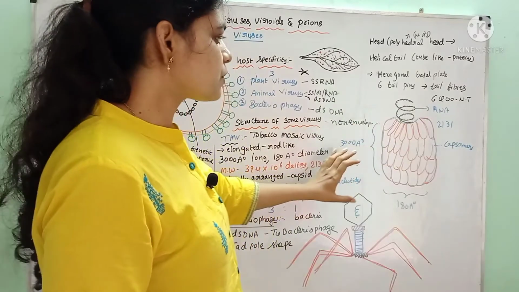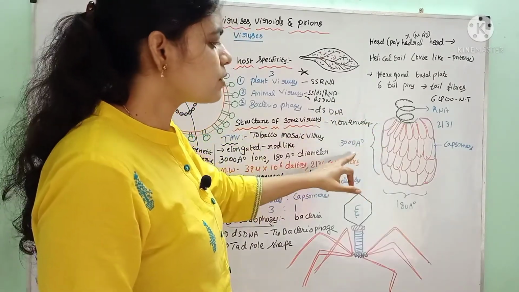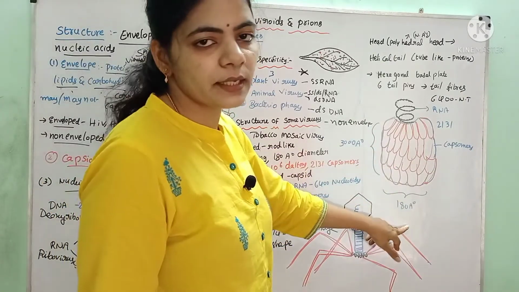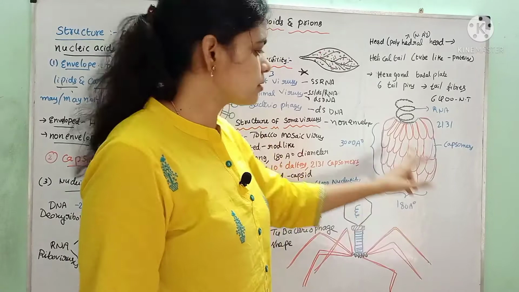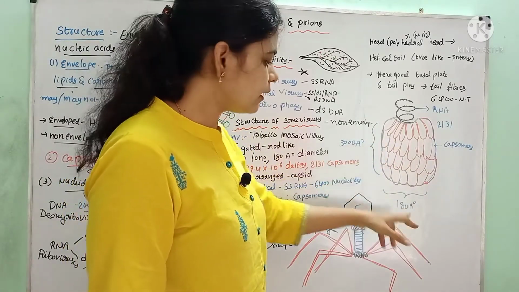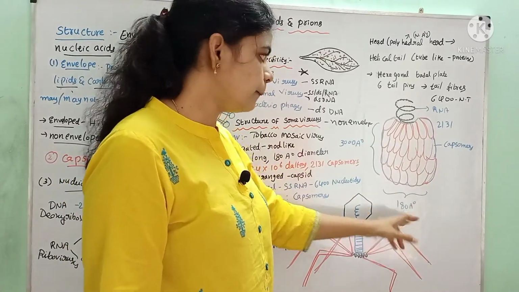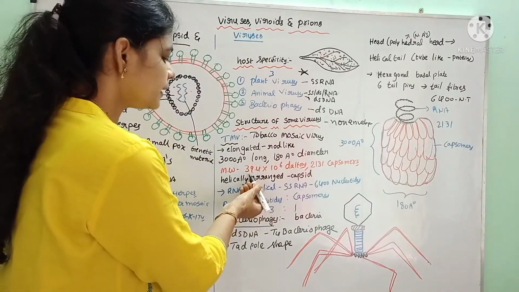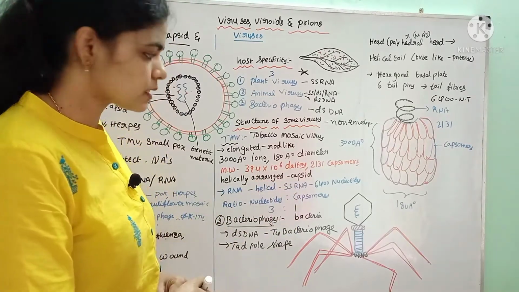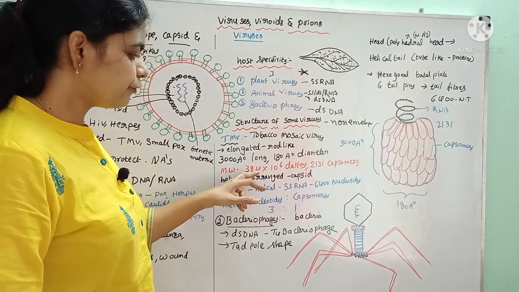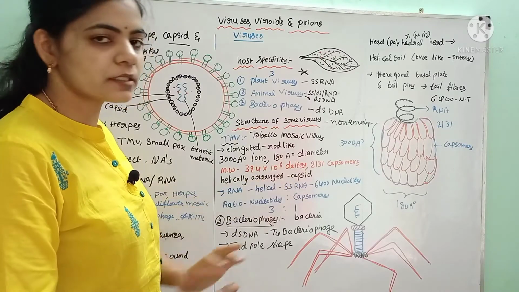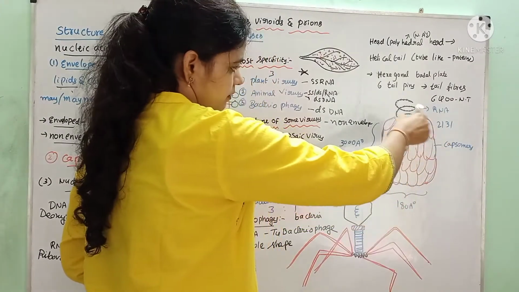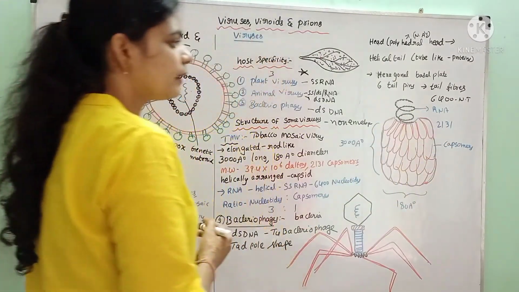2131. And if we see the structure, it is 3000 angstrom units long and 180 angstrom units in diameter. And its molecular weight is 39.4 into 10 power 6 daltons. What is its molecular weight? 39.4 into 10 power 6 daltons. And these capsomeres are helically arranged. How are they arranged? They are helically arranged.